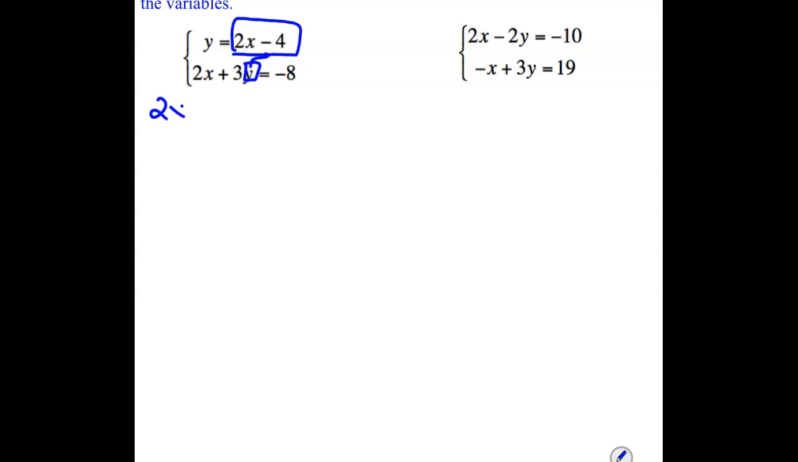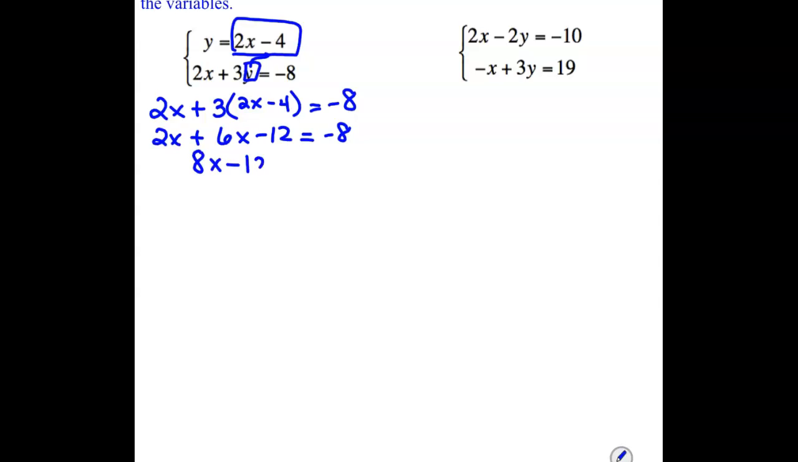So our second equation becomes 2x plus 3 times our y equals negative 8. And we said y is equivalent to 2x minus 4. So we did a substitution. Now we can simplify. We're going to distribute, and then we're going to combine like terms. All right, adding 12 to the other side, we've got 8x equaling 4. And then dividing out our 8, we have x being 1/2. 4/8 is the same as 1/2.